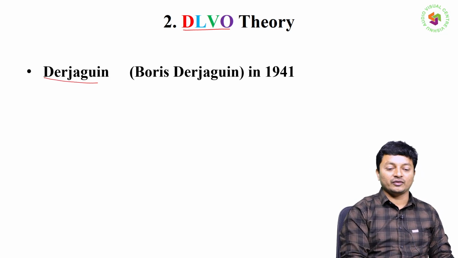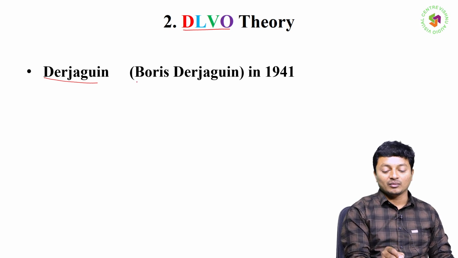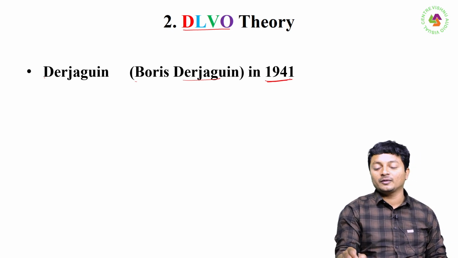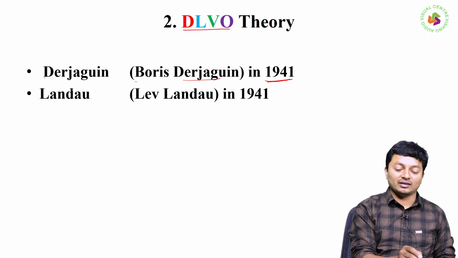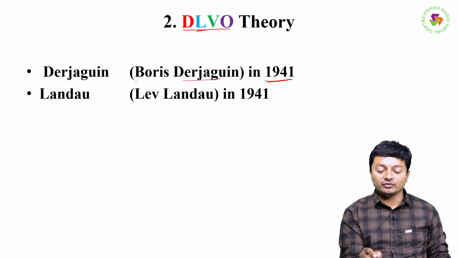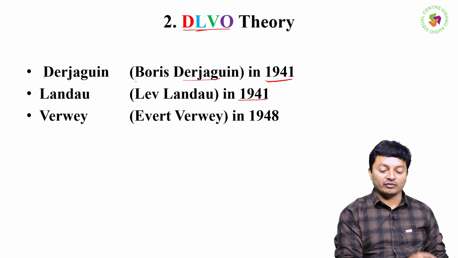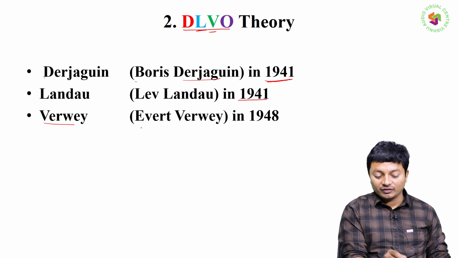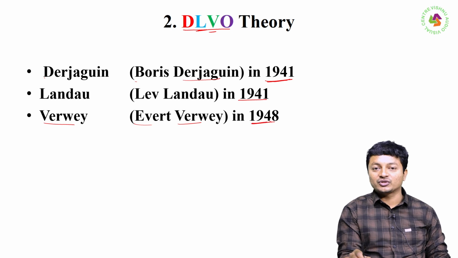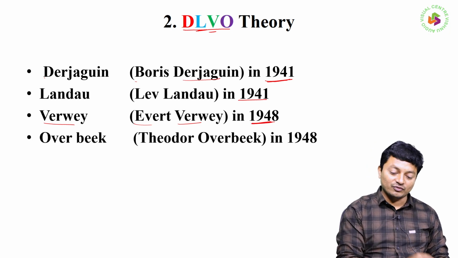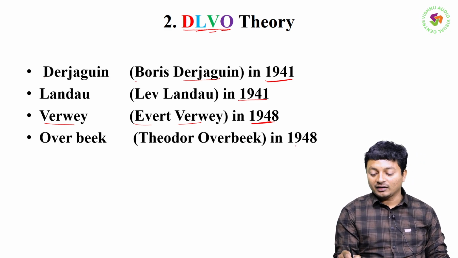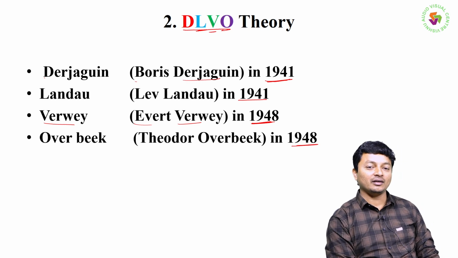D stands for Derjaguin. His full name is Boris Derjaguin, and this was proposed in the year 1941. Second, L stands for Landau. His full name is Lev Landau, who also proposed it in the year 1941. V stands for Verwey. His full name is Evert Verwey, and this was proposed in the year 1948. And last, O stands for Overbeek, Theodoor Overbeek is the full name, and it was also proposed in the year 1948.